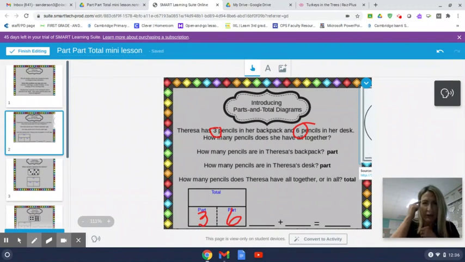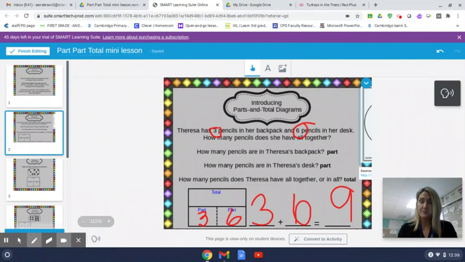Which number should we put in our head first? The 3 or the 6? The 6, because it's bigger. So say 6, 7, 8, 9. There's 3. We added those 3. So she had 6. She got another one, 7, 8, 9. What would that number sentence look like for that story problem? 3 plus 6 equals 9.